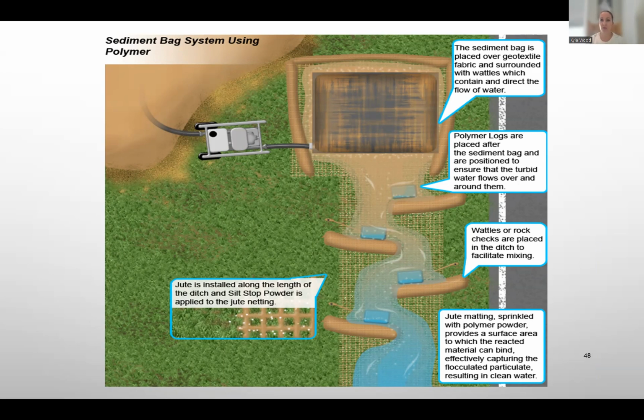And so what we suggest doing is channelizing the water, either channelizing the flow to use flock logs coming out of the sediment bag, or using the silt stop with wattles or matting to treat sheet flow out of the bag using that soft armoring technique. And so really, I would strongly suggest always using the flocculant after a sediment bag.